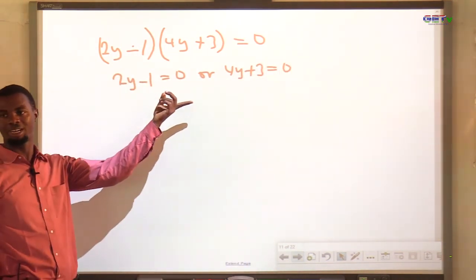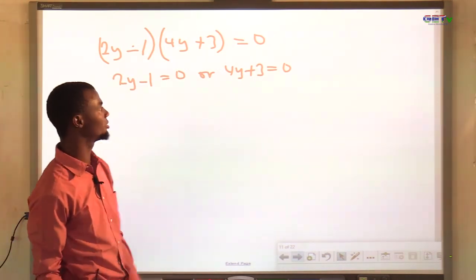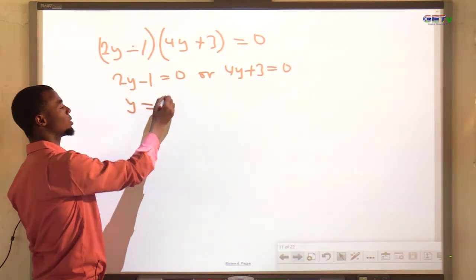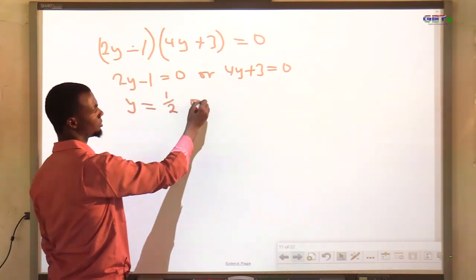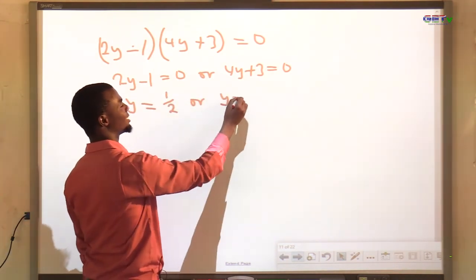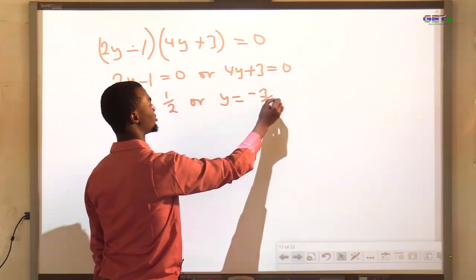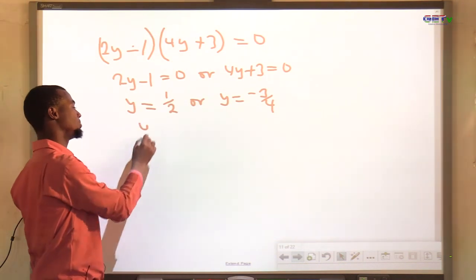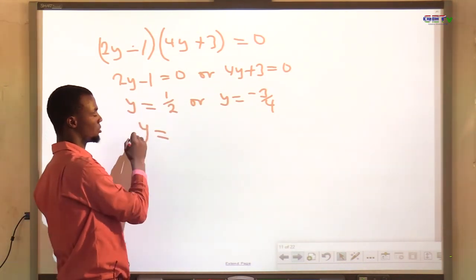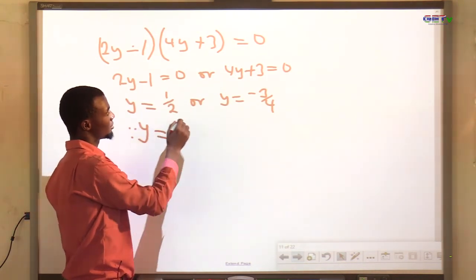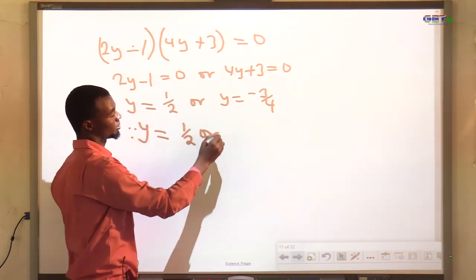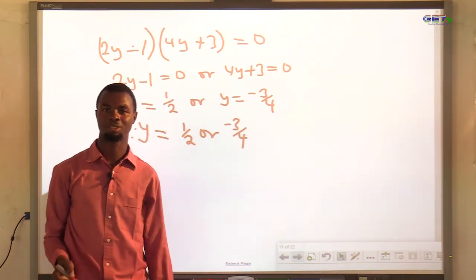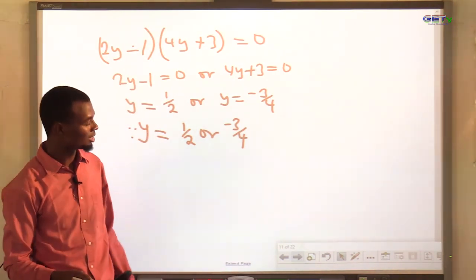You can solve for the value of y here. Here also you solve for the value of y. So this will be y is equals to 1 over 2 here, or y is equals to negative 3 over 4. This is the way you solve this equation. Therefore, y is equals to 1 over 2 or negative 3 over 4. So this is the way we solve this.